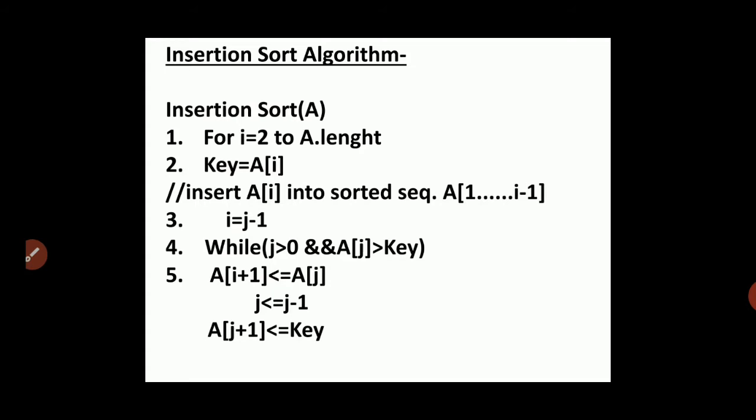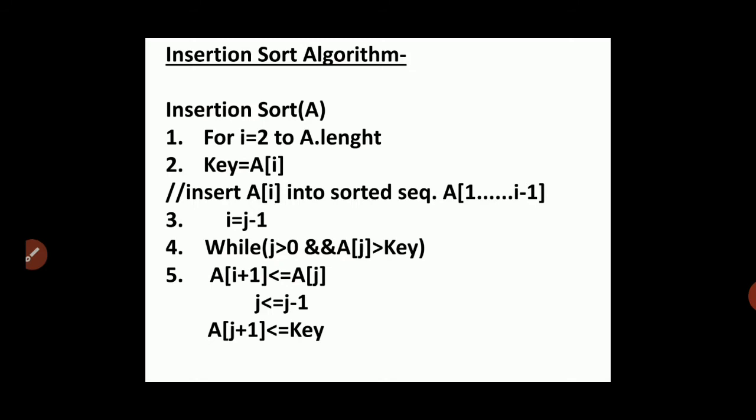In the insertion sort algorithm, before we discussed theoretically how insertion sort works. So now we will start the insertion sort algorithm. First step, insertion sort of A, where A is the array. The first for loop, i starts from 2 to the length of A, that means the array length, which is given by the user, or the array is given here.